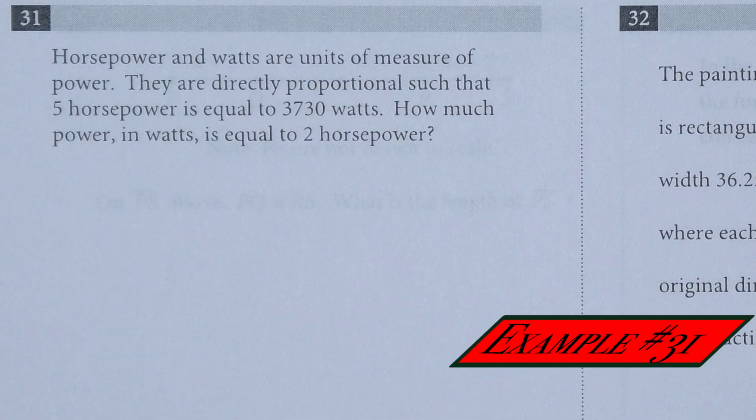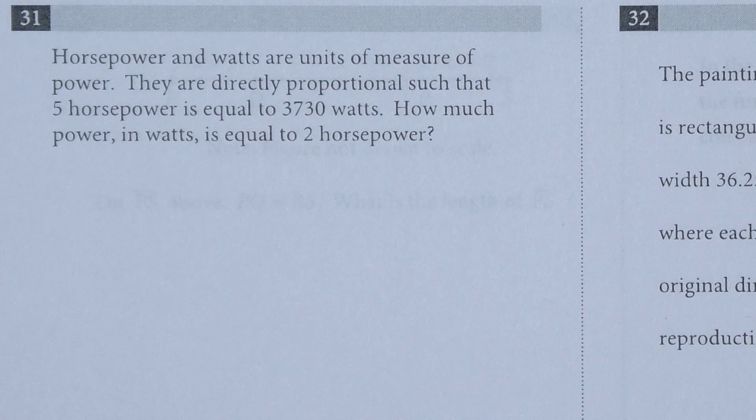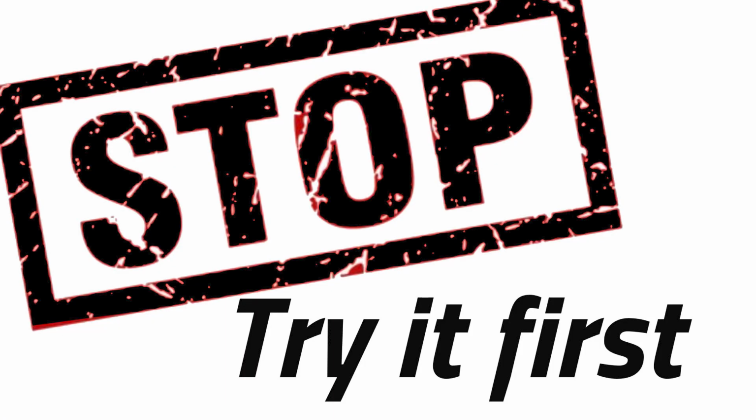Horsepower and watts are units of measure of power. They are directly proportional such that 5 horsepower equals 3730 watts. How much power in watts is equal to 2 horsepower?